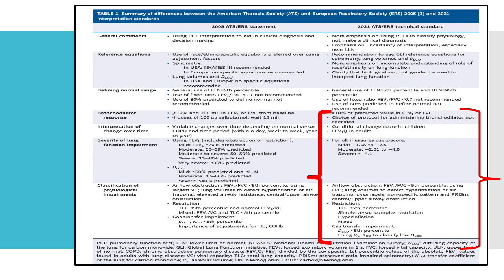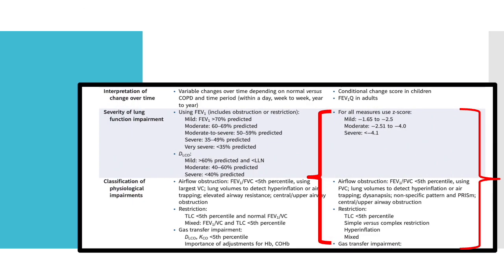This is the summary of the 2005 and 2021 ATS ERS technical standard. We've spoken about it in the previous video. We're looking at the lower half of it now, and we'll be looking at the interpretation of the severity of lung function impairment and the classification. So let's zoom in and see what the changes are.